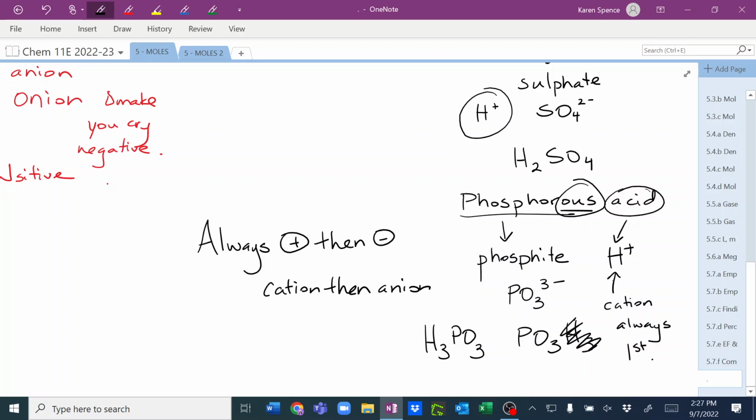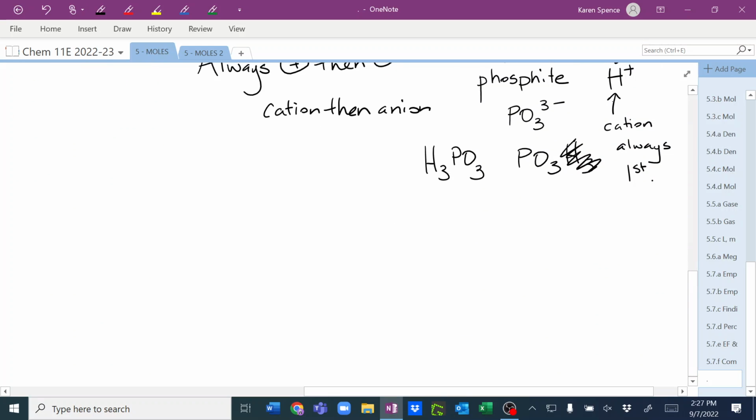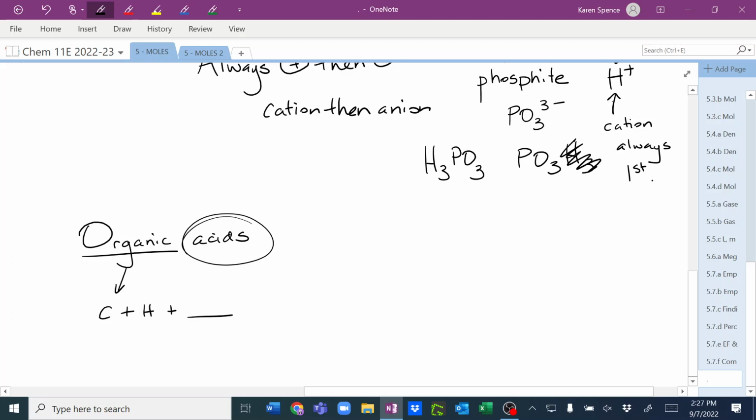Just had a good point brought up on our organic acids. Do you guys know what organic compounds are based on? Yeah, they're based on hydrocarbons. So carbon with some hydrogens and possibly some other stuff. So organic means carbon plus hydrogen plus maybe some other things, okay? Your organic acids, they have a special group.